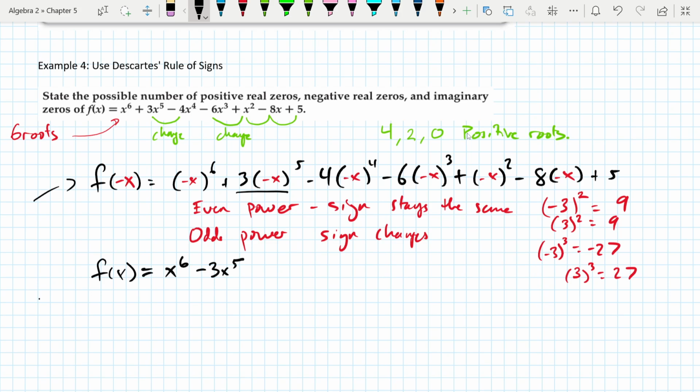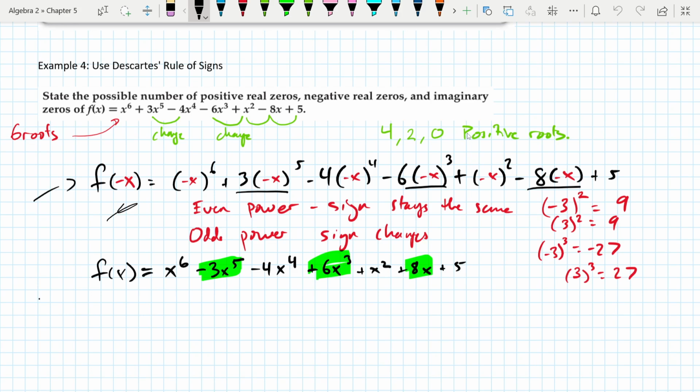And the fourth degree term stays the same. So it stays negative 4x to the 4th. The next one changes. Negative 6x cubed becomes positive 6x cubed. x squared, no change. And then we have negative x times negative 8. That would be positive 8x plus 5. So I'm going to highlight here the ones that changed. Odd, odd, odd power.